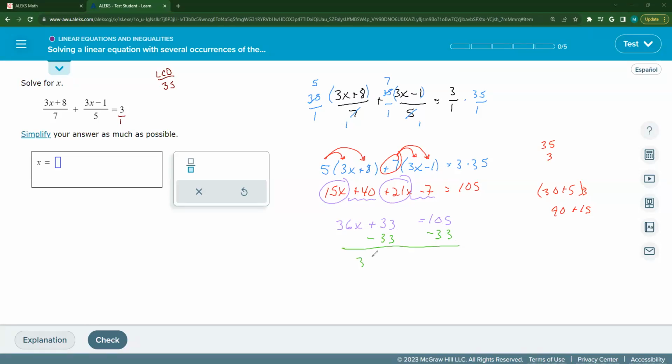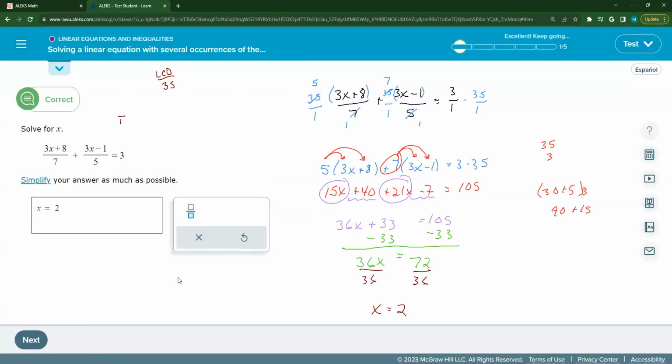And then I have 36x equals 72. Don't lose your letter. Then I'm going to divide by 36, and x equals 2. Save that, and then I'm going to type in my answer and hope my arithmetic is correct. Should be good. Yep.